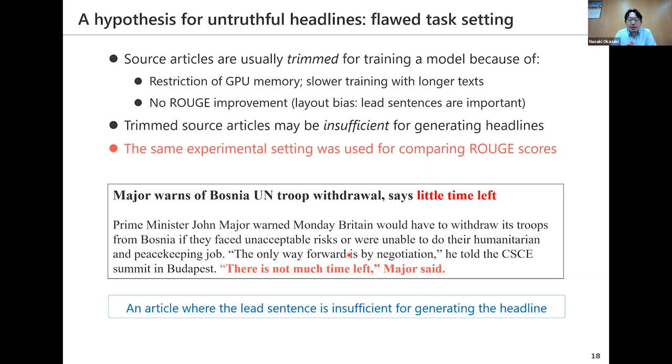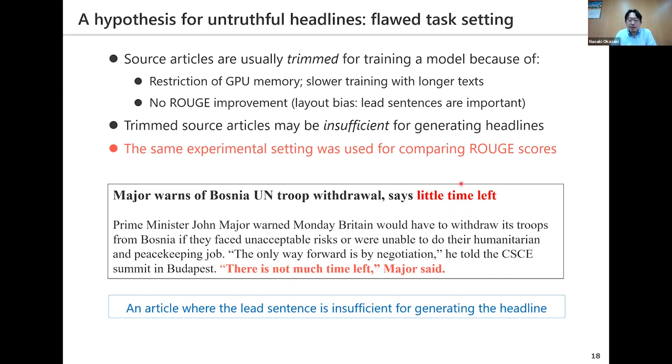In the task of headline generation, source articles are usually trimmed before training a model because of the restriction of GPU memory. And we cannot observe any improvement in Rouge score even if we use longer input. So a trimmed source article may be insufficient for generating a headline. For example, if we trim the source article into a lead sentence, then we lose the sentence "There's not much time left, the mayor said." And this is necessary to generate the phrase "a little time left" in the headline.